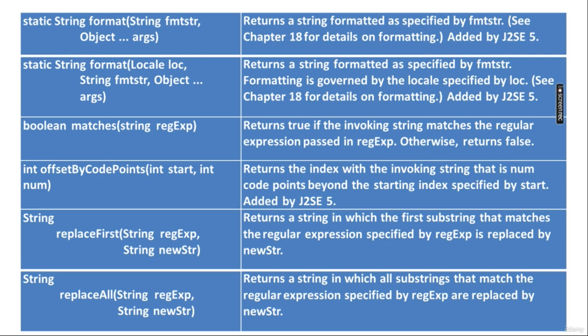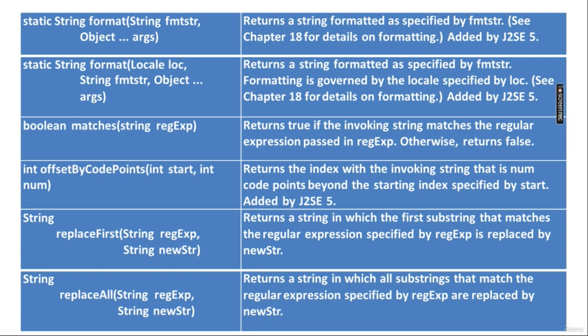Boolean matches string region expression. Returns true if the invoking string matches the regular expression passed in the regular expression. Otherwise, returns false. Integer offset by code point, integer start, integer num. Returns the index within the invoking string that is num code points beyond the starting index specified by the start, added by J2SE5.